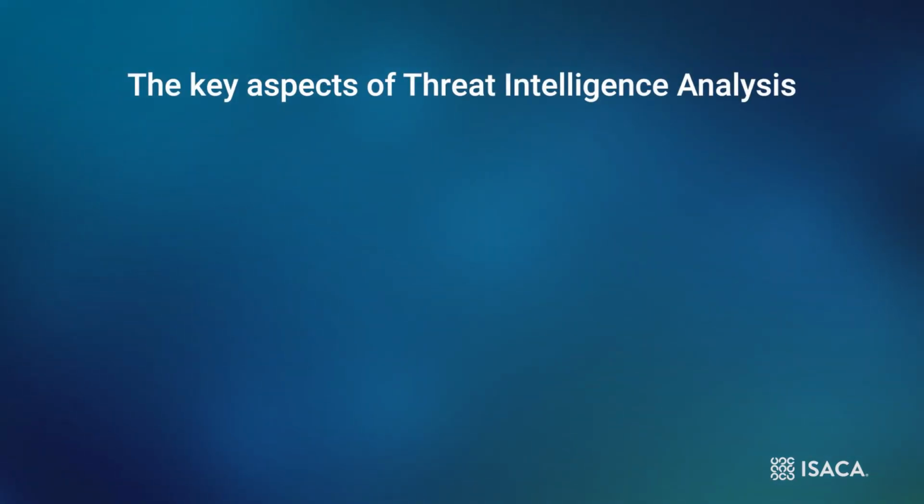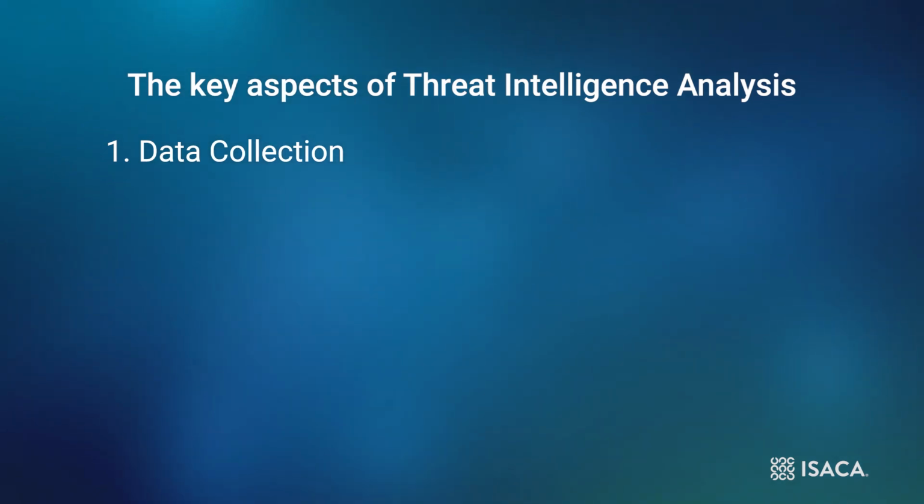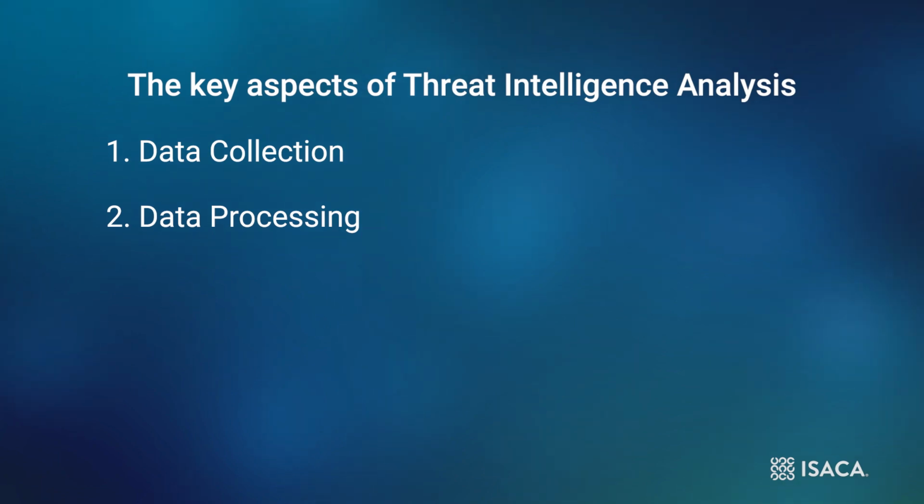Let us now briefly discuss the key aspects of threat intelligence analysis. Number 1, data collection. The organization gathers data from various sources, including open source information or government agencies such as the United States Department of Defense Cybercrime Center, which provides reports on recent cyber threats and malicious activity. This data can include various industry reports, internal network logs, malware signatures, IP addresses, and domain names associated with malicious activities. 2. Data processing. Once collected, the data needs to be processed to remove duplicates and irrelevant information.